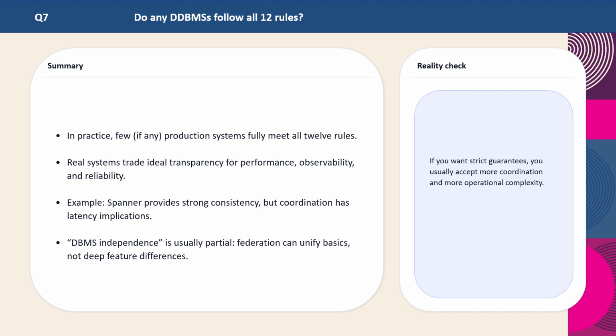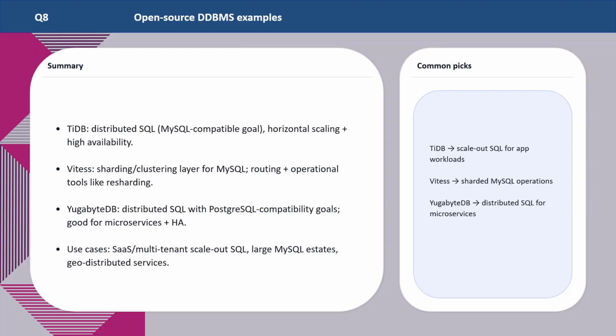Also, DBMS independence is usually partial. Federation can unify basic queries, but deeper DBMS features like stored procedures, indexing options, and isolation semantics are different. So most systems end up being workload specific rather than perfectly universal. The final one, question 8, is open source distributed database examples.